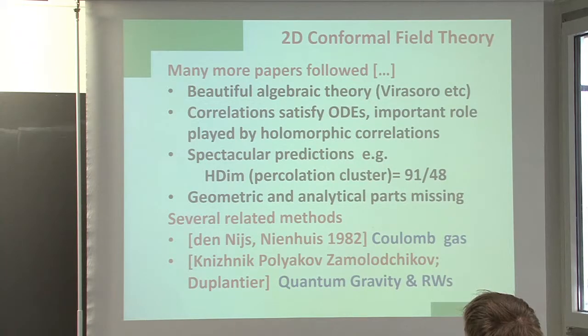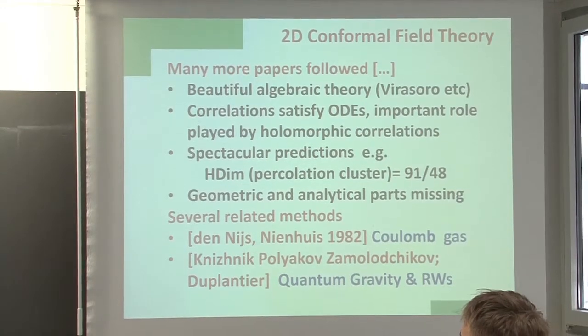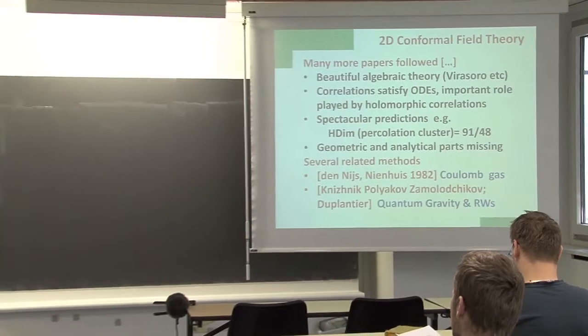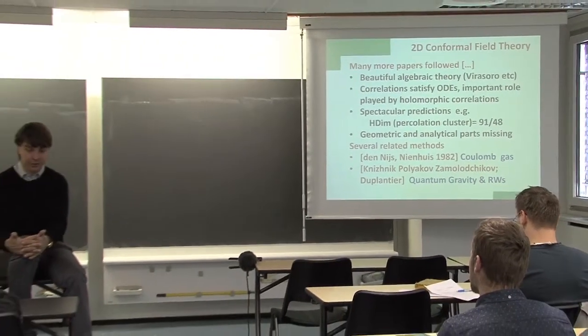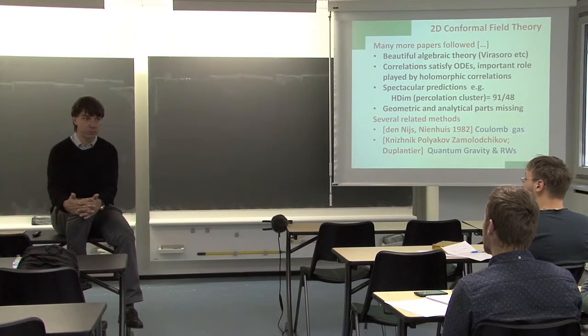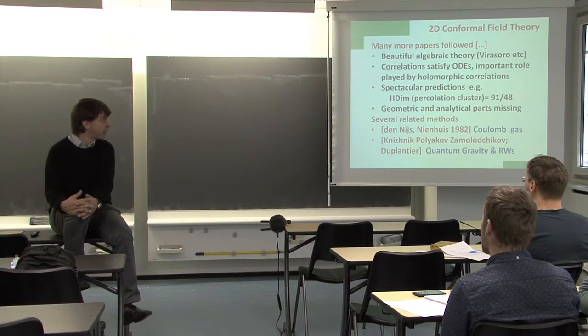So there is a beautiful algebraic theory. You assume that your Ising model in the scaling limit has an infinite number of symmetries, because there are infinitely many conformal maps. So it's a very symmetric object. So you assume that its correlations then have an infinite number of symmetries. It turns out that they're related to beautiful algebraic objects, to representation theory, the Virasoro algebra.